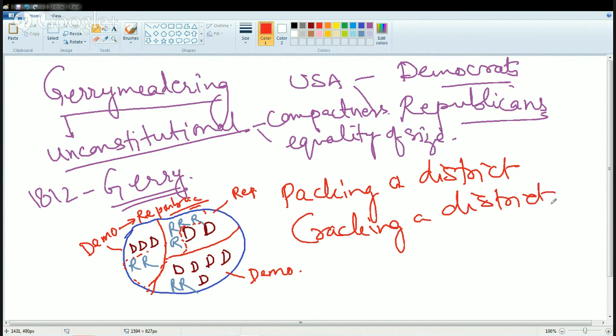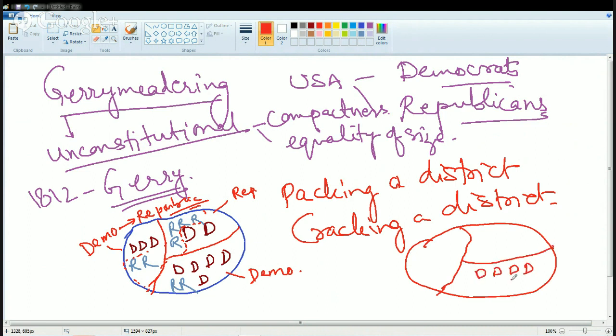Cracking a district is usually done when opponents have more supporters. So for example, this is a district. Let's consider Democrats as opposition, and you have 2 Republicans here, 4 Republicans here, and 2 Republicans here. So here we know Democrats are the opposition and have more supporters. So you'll say, I'll crack a district. If I crack this district and make this another district, what would happen? Here Democrats will win, here Republicans will win. So I am getting a win over this region, which I previously did not.